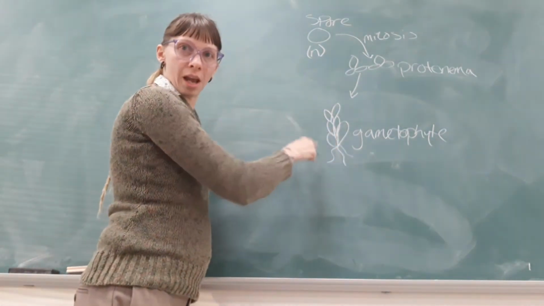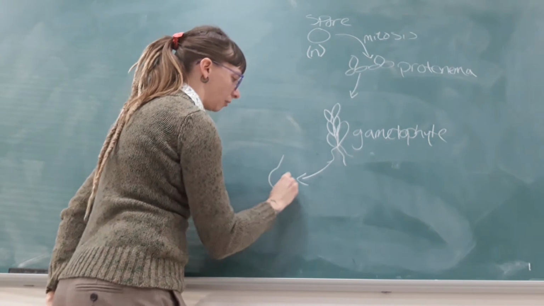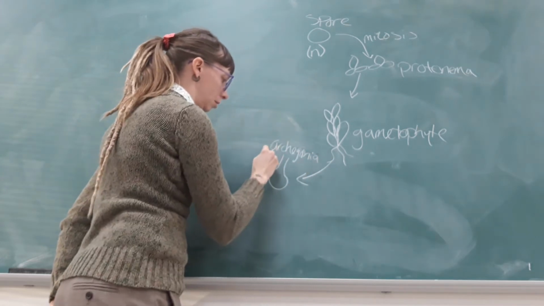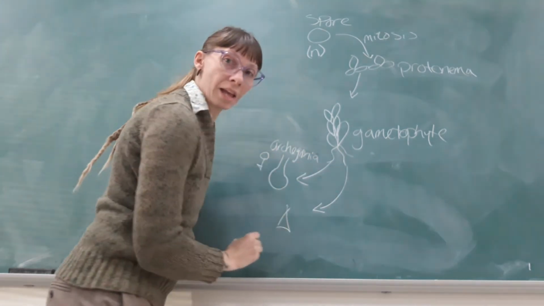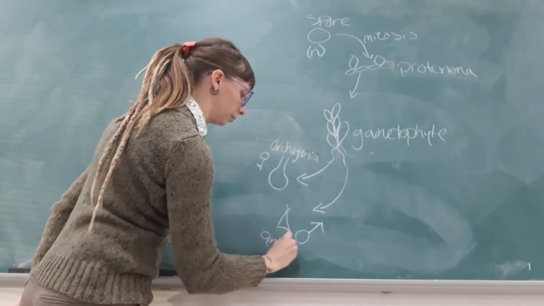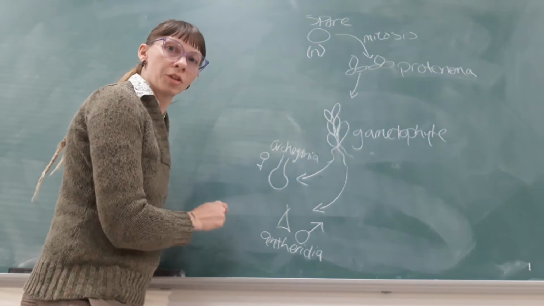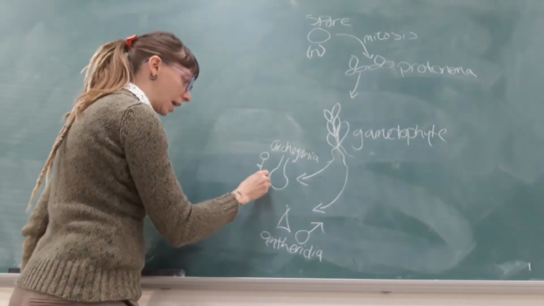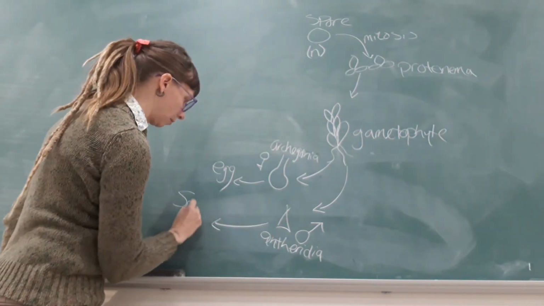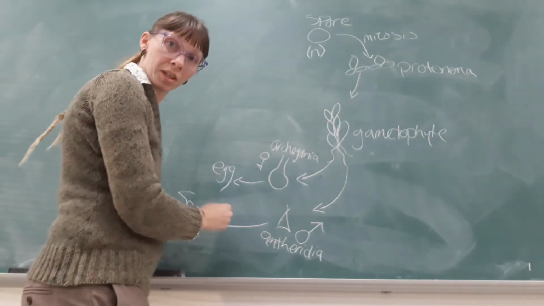On the gametophyte, we have 2 different structures. We have an antheridia and an archegonia. The archegonia is the female structure, and the antheridia is the male structure. These are going to produce our gametes, which are going to be an egg and sperm. The sperm has 2 subapical asymmetrical flagella, which is a characteristic of all land plants.